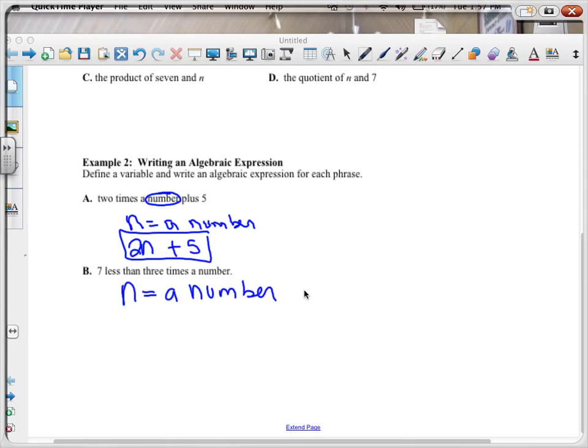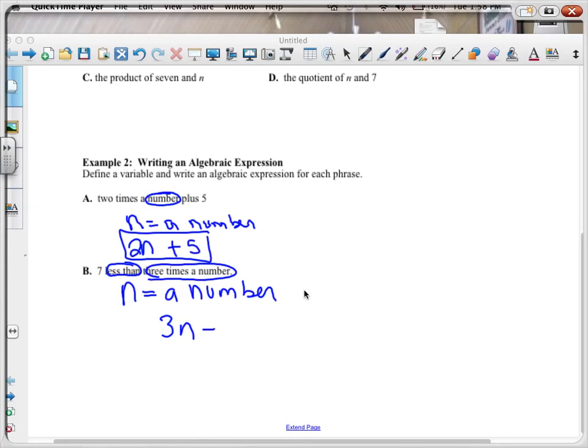Now, we need to be careful with this one. 7 less than 3 times the number. When we were talking about more than, it was addition. When we're talking about less than, that signifies subtraction. A lot of you will have a tendency to write 7 minus 3n, and that would not be what we want to do. We need to put these out of order. We need to first take 3 times the number, and then take away 7. So it's 7 less than 3 times the number. That means you start with 3 times the number, and it's 7 less than that.